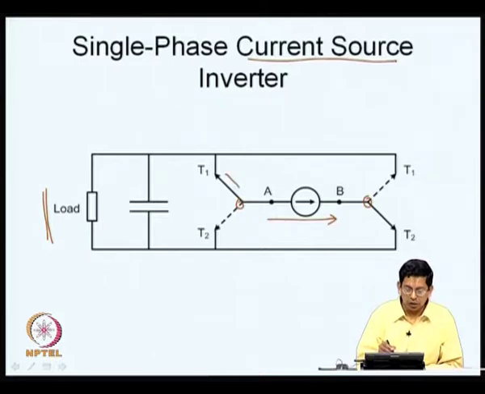So, if it is flowing in this direction, let us say this pole at A is connected to throw T1, then it has to conduct in this direction. It only has to conduct in this direction and not in the opposite direction. Similarly, you take this connection between B and T2 here, it has to conduct only in this direction. It never has to conduct in the opposite direction.